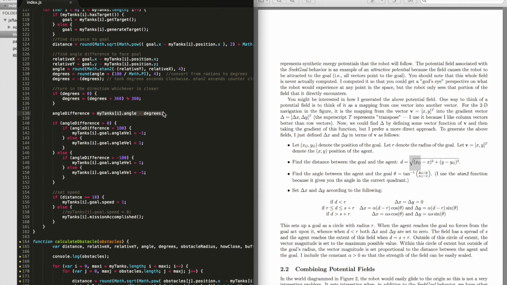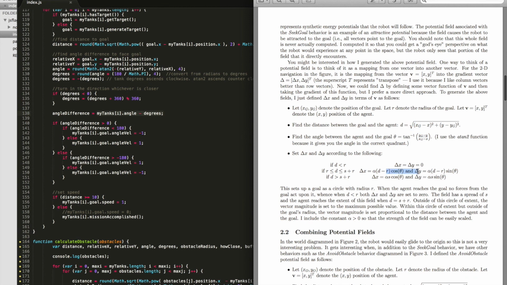At this point, I break away from what the PDF recommends, and I don't do this cosine and sine difference and multiply it by the alpha. I do something a little simpler. I find the tank angle, and I subtract it from the degrees that it should be going, and I find that difference. If that difference is positive, and it's less than 180 degrees, meaning it's not behind it, then I change the angle velocity to negative 1. If the difference is less than 0, then I set the angle velocity to be 1.